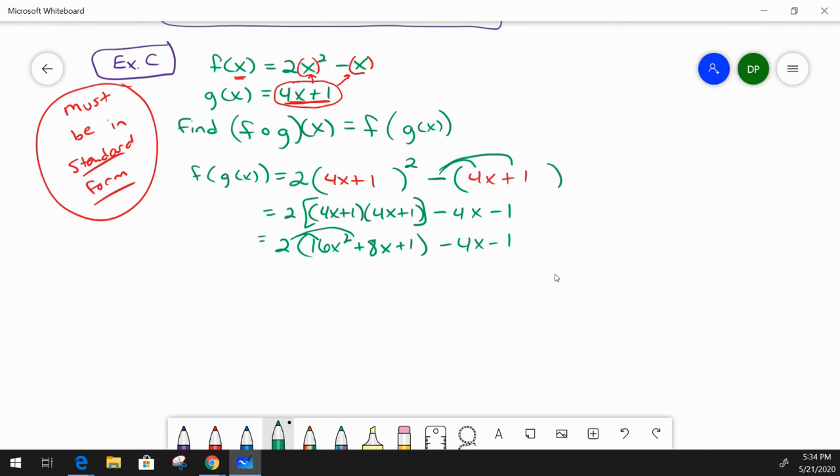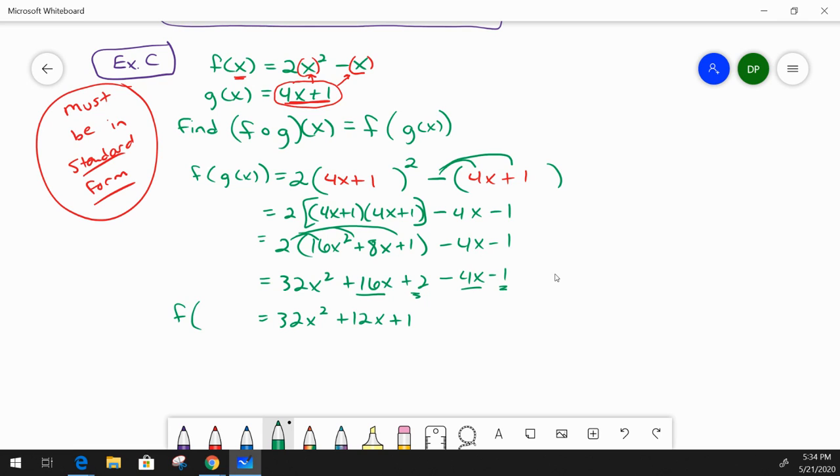Distribute your 2. So multiply all your terms by 2, and you'll get 32x squared plus 16x plus 2. Bring down the minus 4x minus 1. And now combine your like terms. 32x squared, we have a positive 16x minus 4x, which is positive 12x. And then your positive 2 minus 1 would be positive 1.